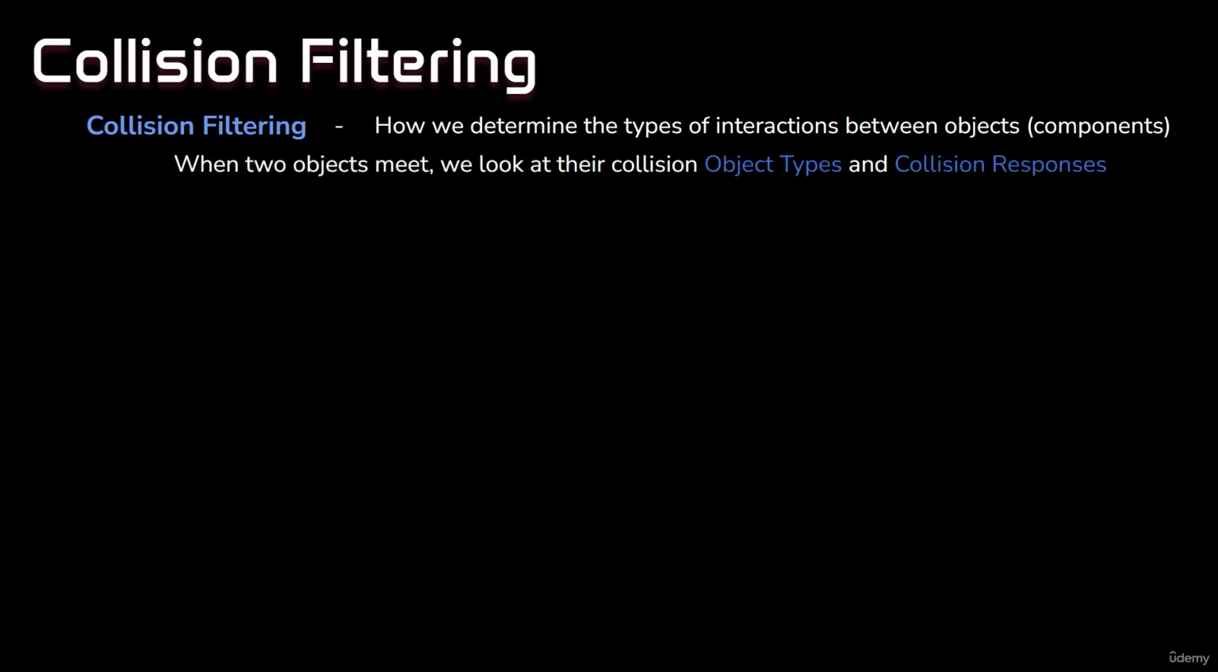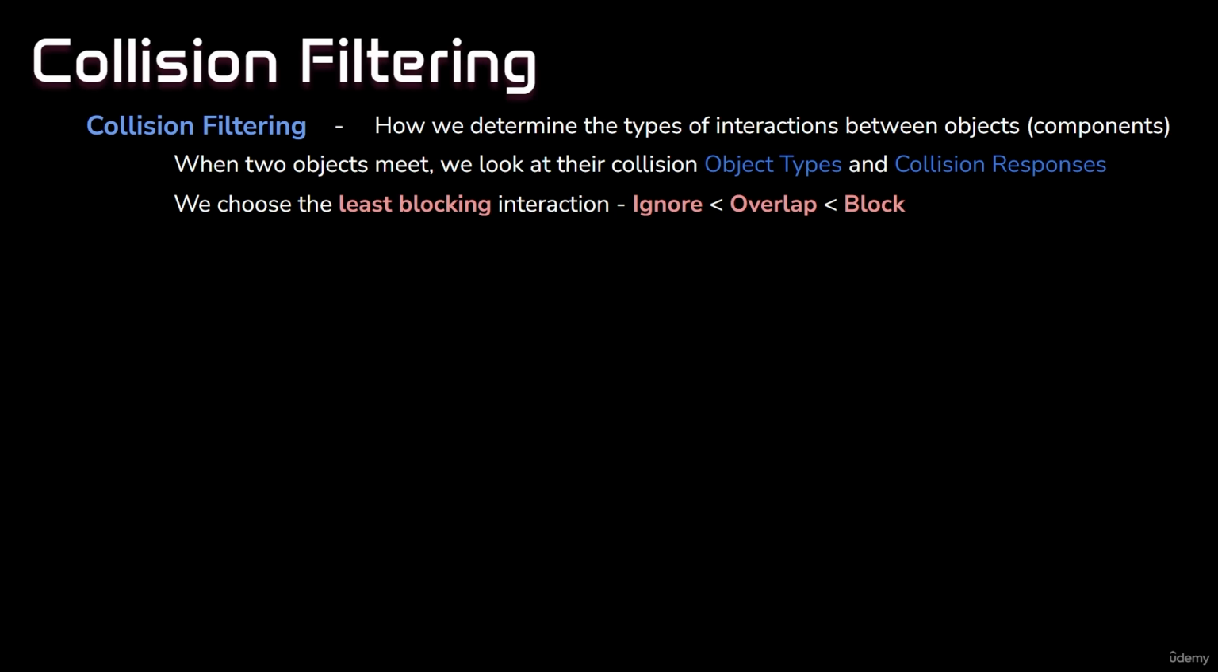When two objects meet, we look at their collision object types and their collision responses. One object will have a collision response to the object type of another, but that other object will have a response to the collision object type of the first object. In the event that these responses are not the same, we choose the least blocking interaction. Ignore is less blocking than overlap, and overlap is less blocking than block.